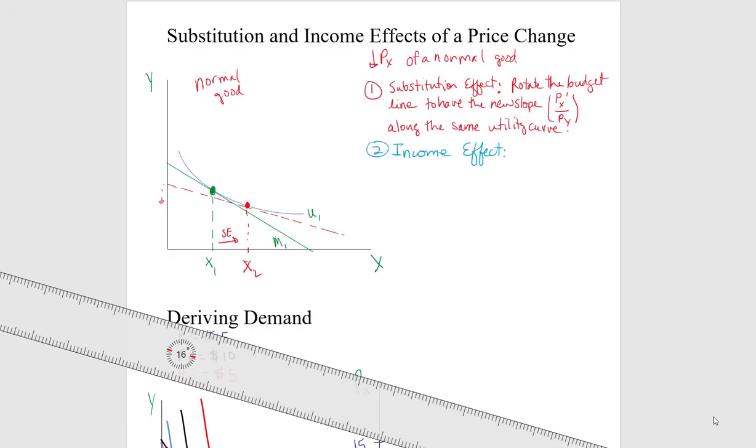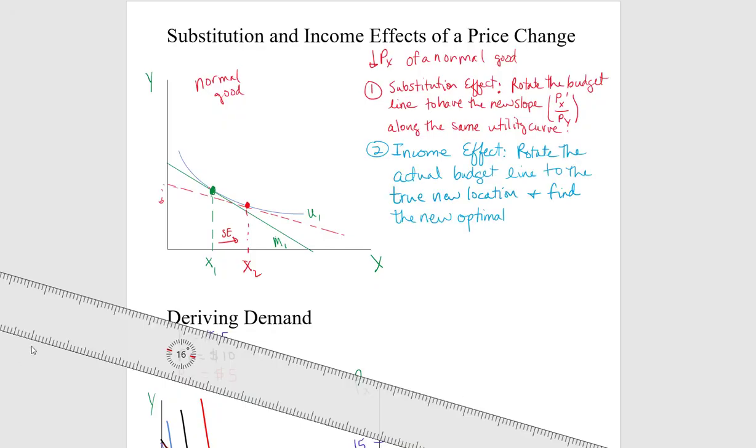The second piece of this is the income effect. For the income effect, what we're going to do is rotate the budget line out to where it would actually be and find the new optimal place. Then we'll determine how much more X changes from X2. It could shift forward or back depending on whether this is a normal good or an inferior good.